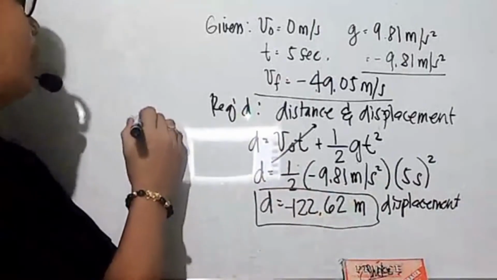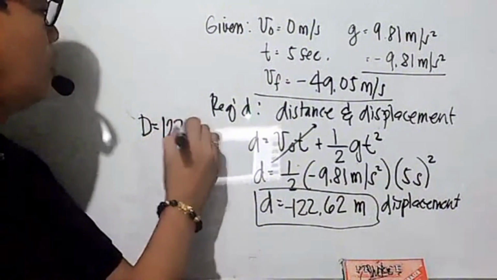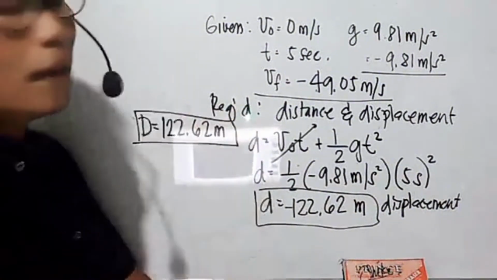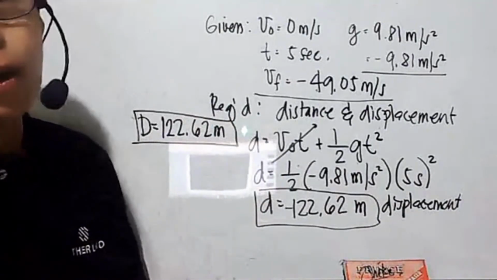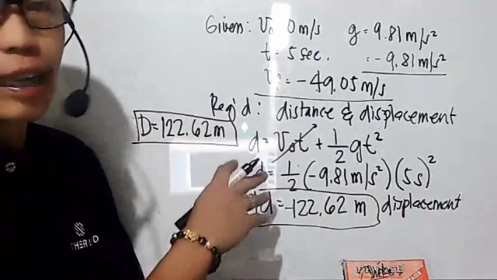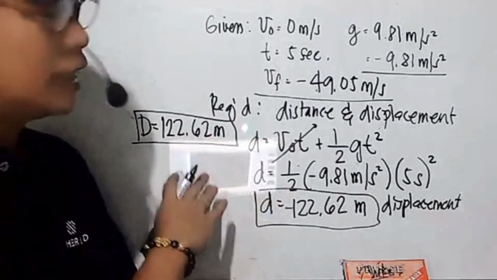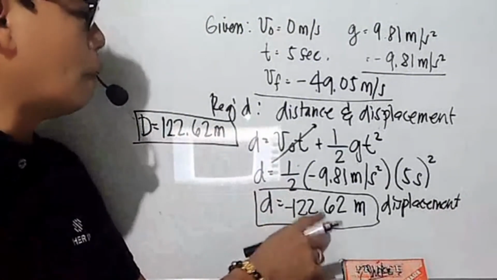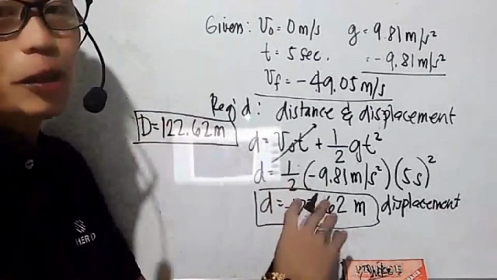Now, your distance now, I'll use a capital letter D for distance. No? Distance is 122.62 meters. So, I repeat, positive siya. So, walang negative na distance. Distance is a scalar quantity. So, therefore, your distance now is equal to 122.62 meters. And then, your displacement is equal to negative 122.62 meters. I think you could distinguish this one, no?